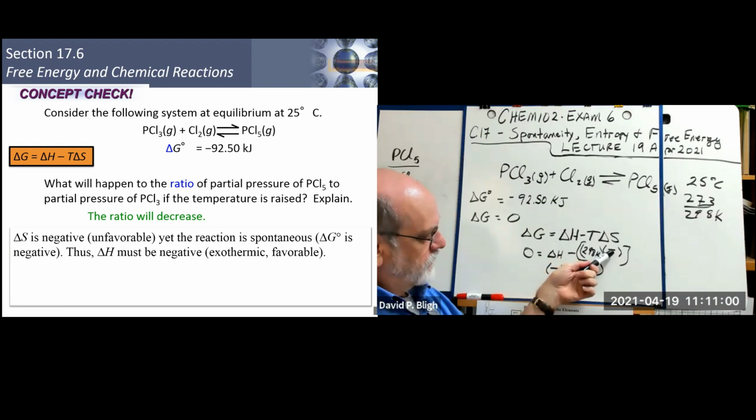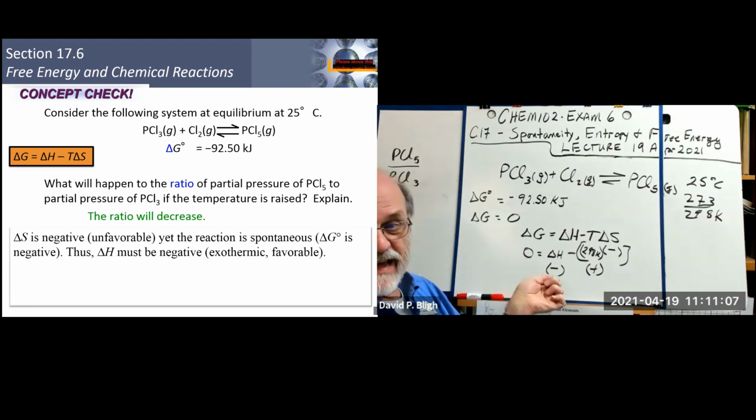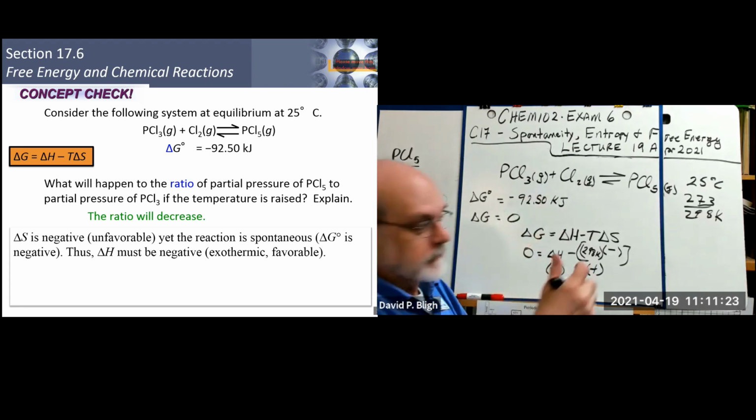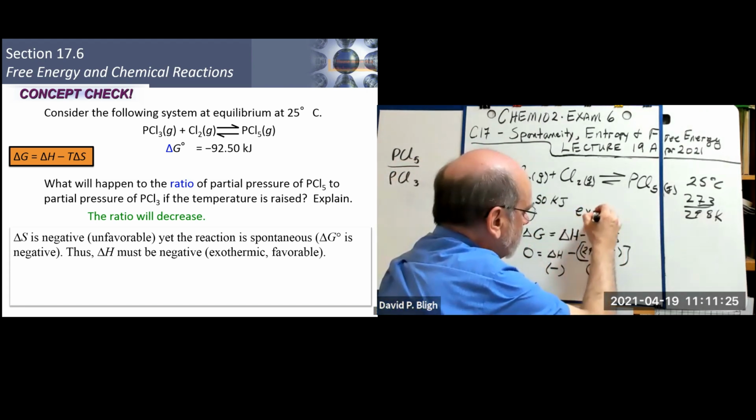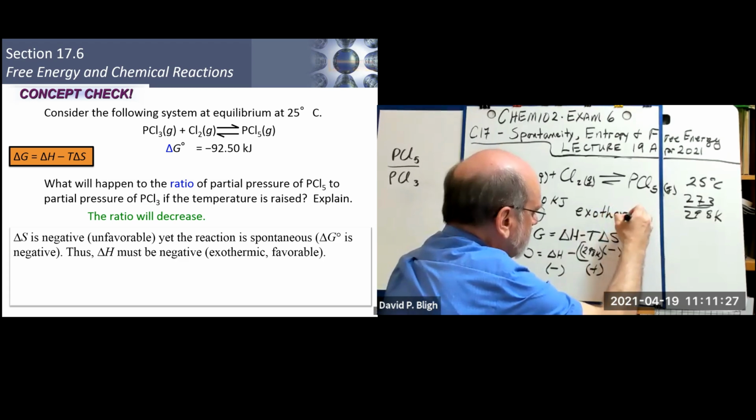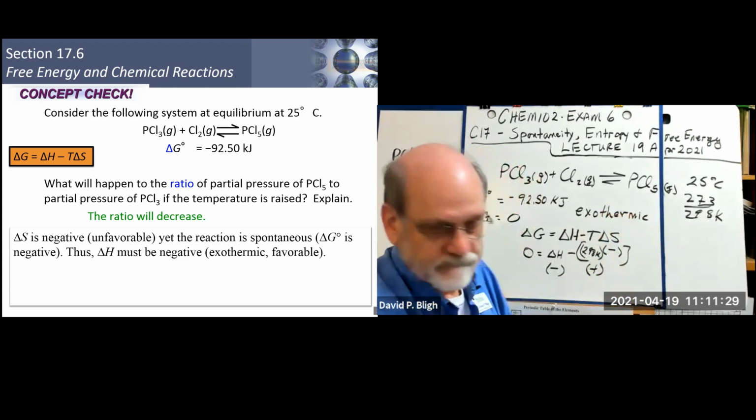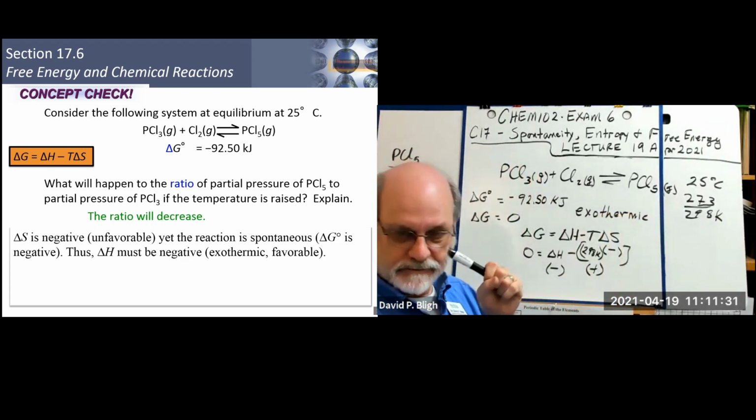That temperature, this is negative, we proved that already, times a positive is negative. If this is 0, then that has to be negative, but of the same magnitude. We don't know what the magnitude is, but it has to be equal and opposite in sign in order to be 0. So what does that mean? That means this is exothermic.